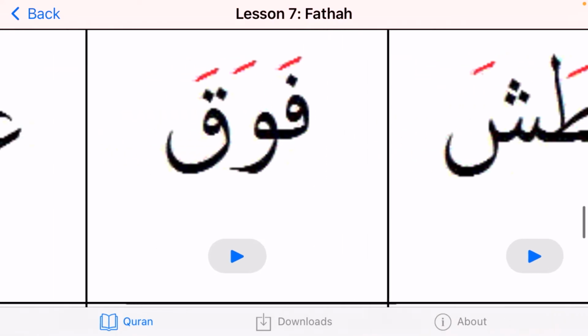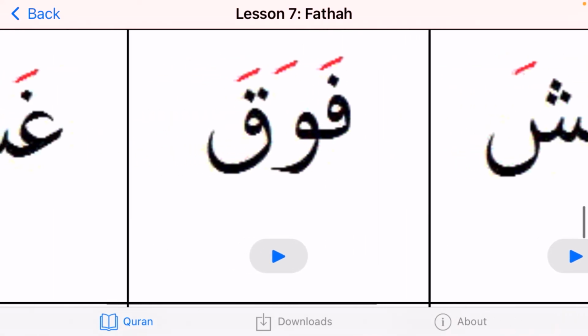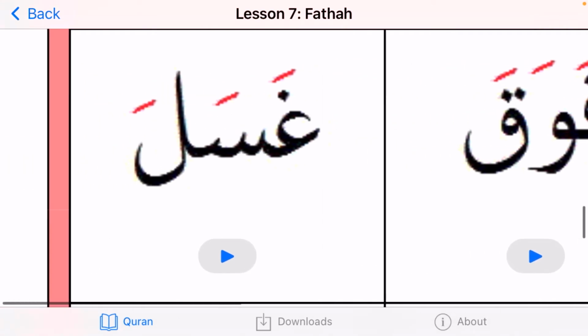Next word, first letter Fa, second letter Waw, and third letter Qaf. Fa is an empty mouth letter, Waw is an empty mouth letter, and Qaf is a full mouth letter. So it's Fa, Wa, Qa, Fa, Wa, Qa, Fa, Wa, Qa. Make sure each letter that is a full mouth is pronounced with a full mouth.